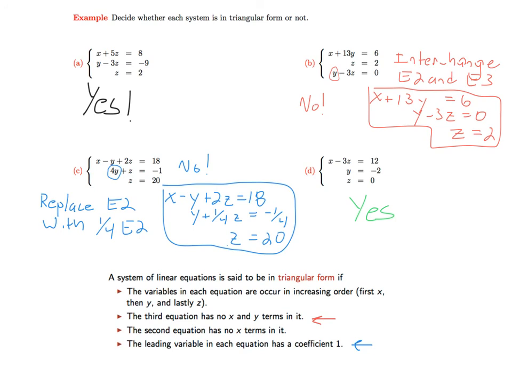So systems A and D were in triangular form, B and C were not, but we could put them into triangular form by doing one more operation to them.